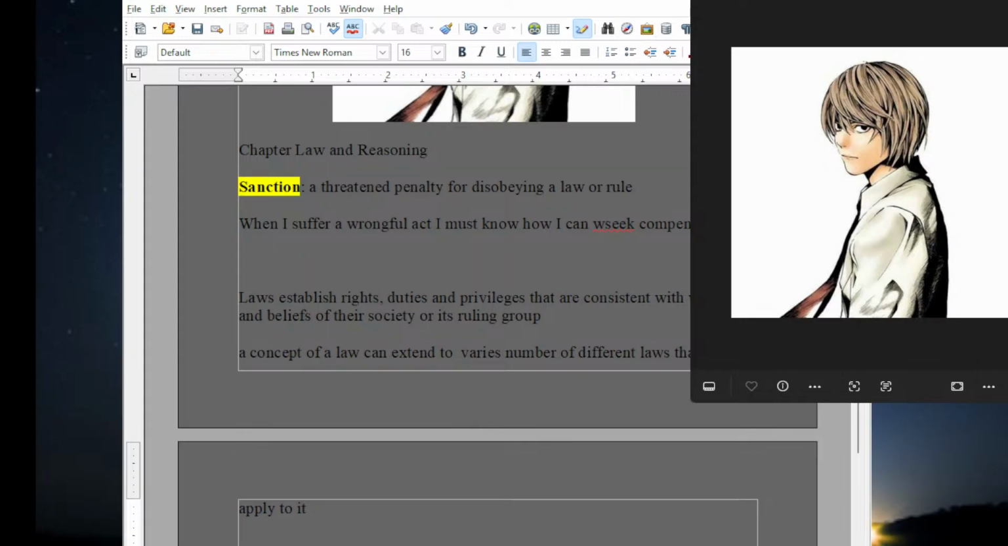Today, business decision makers need to consider not just whether a decision is legal, but also whether it is ethical.